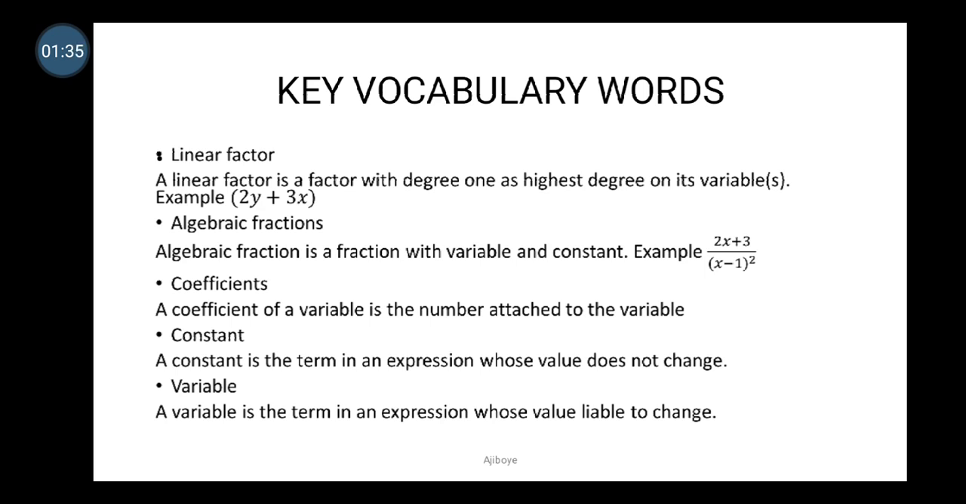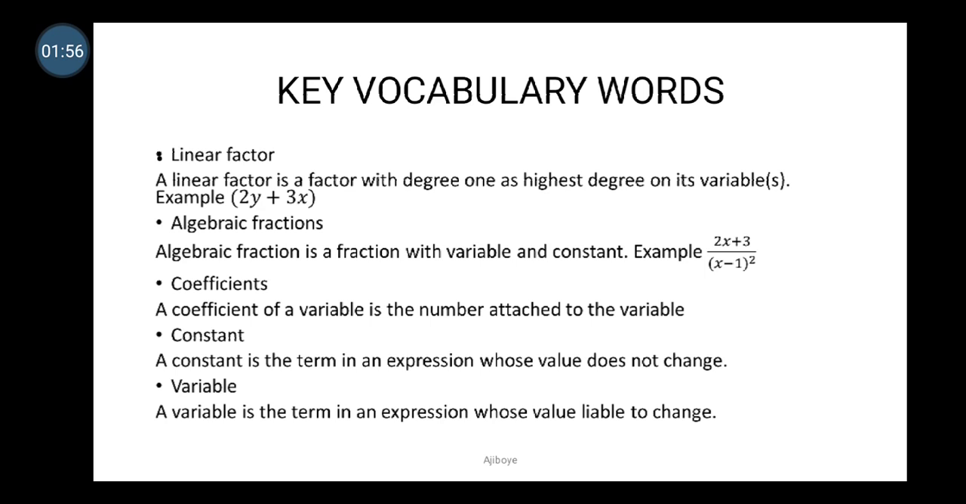So key vocabulary words: linear factor. A linear factor is a factor with degree 1 as the highest degree on its variable. Example: 2y plus 3x is a linear factor. Why? Because the powers on the variables y and x are 1.